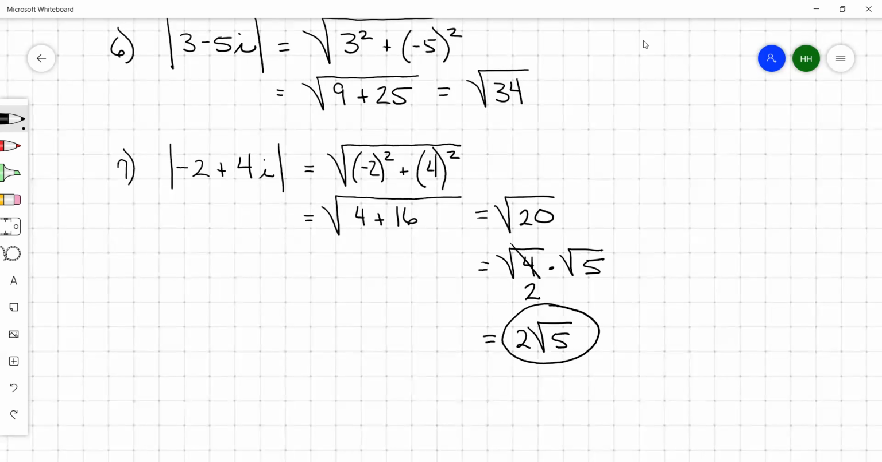Because you're squaring this value, and you're squaring this value. You're doing a shortened version of the distance formula from that point on the graph to the origin. So we're only concerned with that value and the 4.